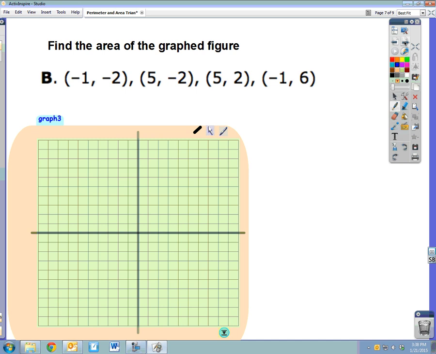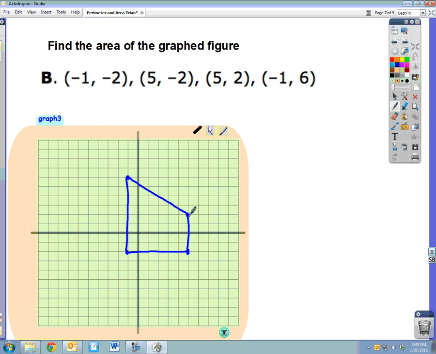And the last one here, again, we're going to graph it. So pause it, graph it on your own, try and find the area. I'm assuming you paused it. You tried to graph it and tried to find the area. I'm going to put the points on. So -1, -2, 5, -2, 1, 2, 3, 4, 5, -2. Okay. 5, 2, 1, 2, 3, 4, 5, up 2. There we go. And -1, 6, 2, 4, 6. There it is. And if I connect the dots, I have a trapezoid.